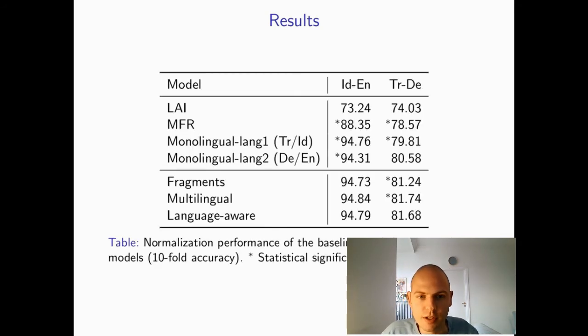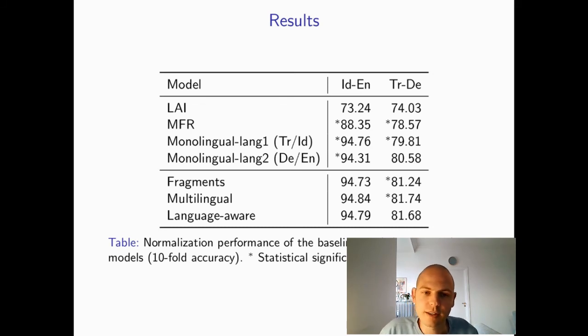These are our main results. Let's go through them row by row. The leave as is baseline shows that there's a large amount of words that need normalization, 73 and 74%. Then the most frequent replacement baseline shows that the Indonesian-English dataset is relatively easy compared to the Turkish-German dataset, because many of the normalization replacements are just very frequent. So the score increases quite a bit. Then the monolingual models already outperform the most frequent replacement baseline. It doesn't matter a lot whether you train on Turkish or German or Indonesian or English, but the differences are significant compared to the most frequent replacement baseline.